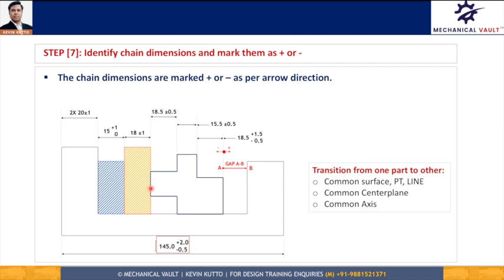In assembly stackup analysis, in the chain we can switch from one part to another part through a common touching point, or common line contact, or common surface contact in the case of bias. So as we already know, we have biased all these containers to the left side.